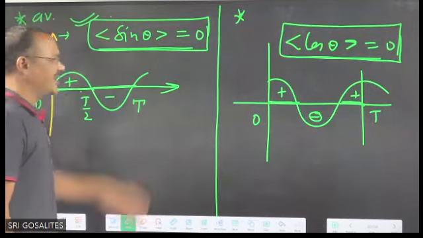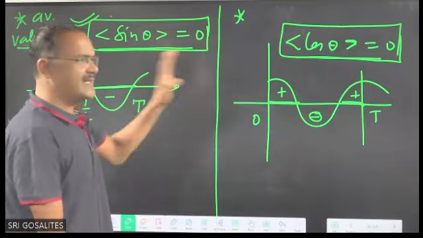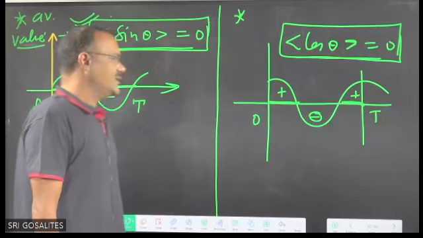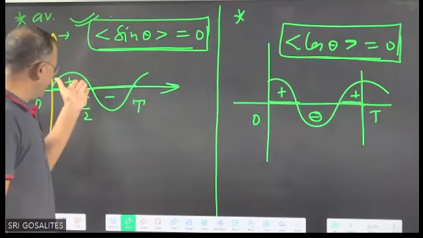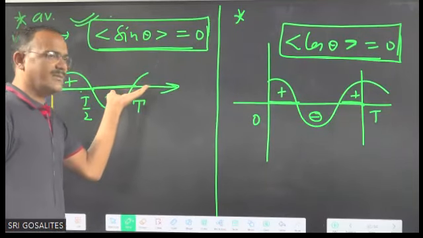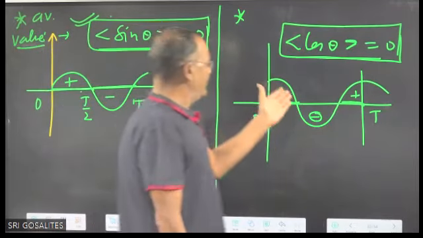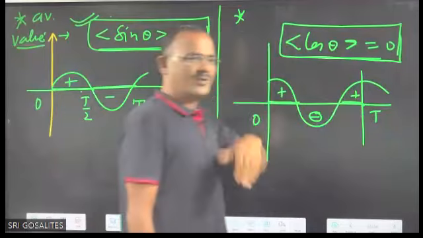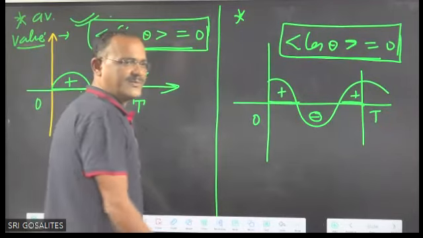You only have to remember that for cos theta and sin theta, the average values are 0 for one time period. It means the time for which sine remains positive, for the same time it remains negative. For the time for which cos remains positive, for the same time it remains negative. So the average will be 0. Fine.